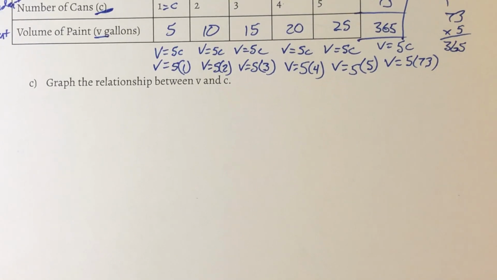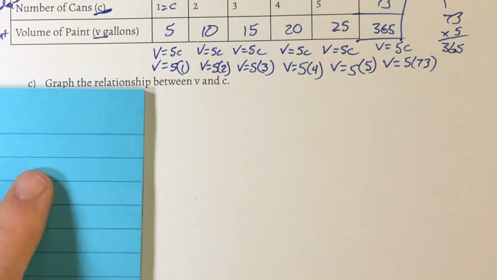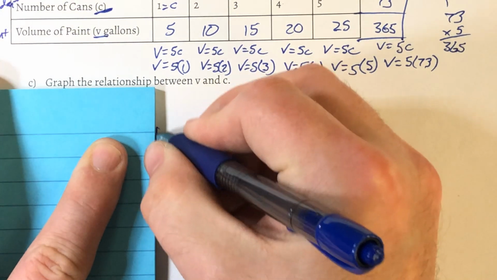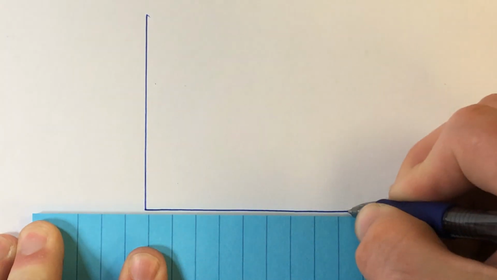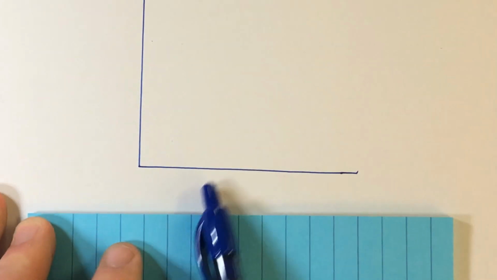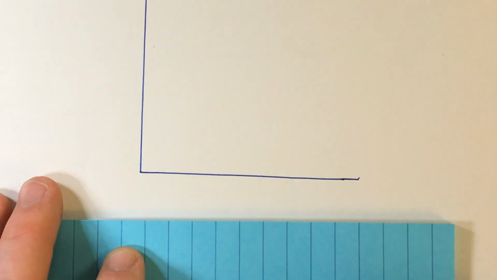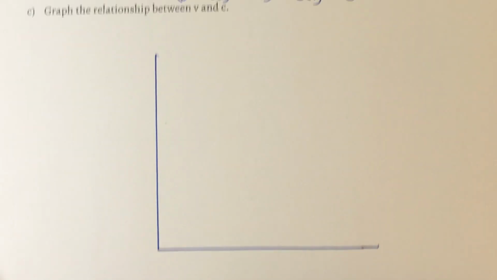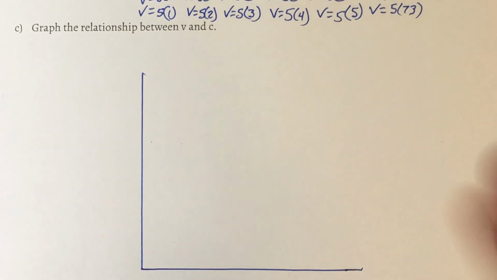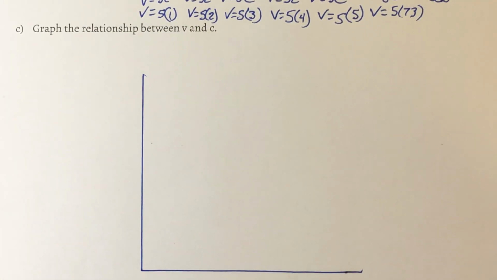All right, last one, we're going to graph the relationship between V and C. So let's draw our X and Y axis. So here's our Y axis. Here's our X axis. When you look at how many numbers you have, you're going to become a better and better judge at how large to draw your graph. All right, first we need our title. What's this about? It's about volume of paint cans.